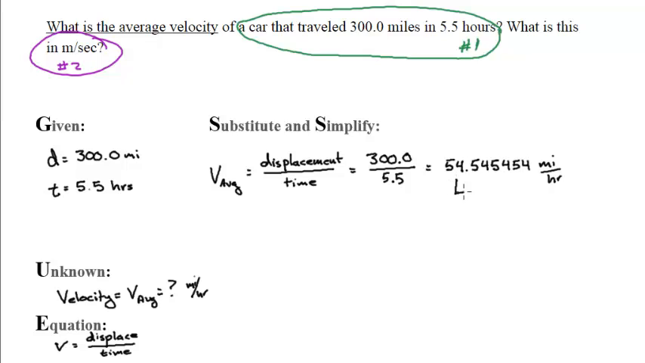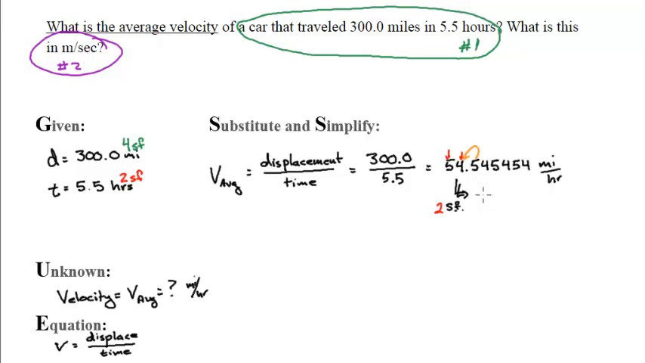But I'm not done yet. I need to apply the correct number of significant figures. If we go back here, I see that this number has 4 significant figures, and I see that this number has 2 significant figures. So my answer is going to have 2 significant figures. So I see that this digit is significant and this digit is significant, but the last 5 is not. But it gets to do something on the way out.